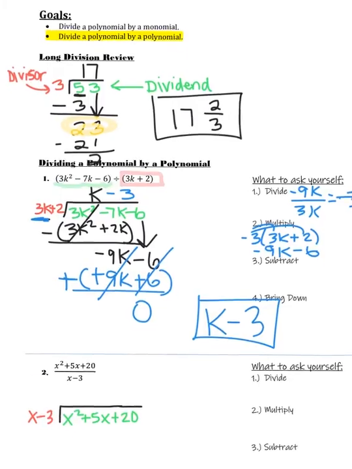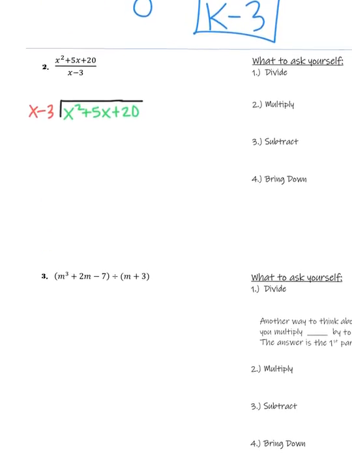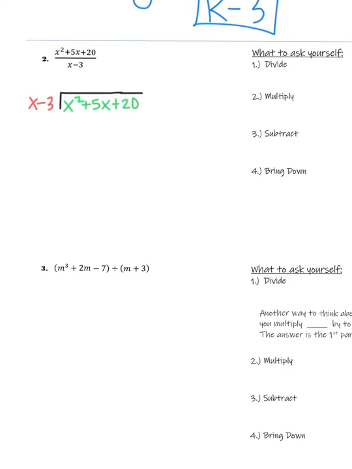Okay, let's look at example 2. Now notice on this one, it has a little bit different setup. They have it set up as a fraction. And remember, the denominator of your fraction is your divisor. So notice I went ahead and wrote that x minus 3. I just wrote that out in front. And then the numerator of the fraction, that is the dividend there. So I went ahead and wrote that under my long division symbol.